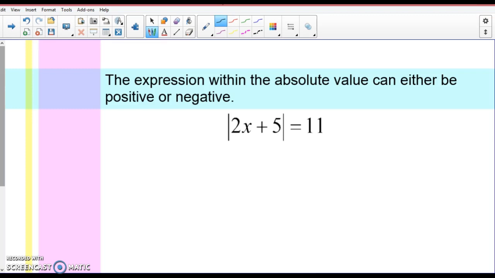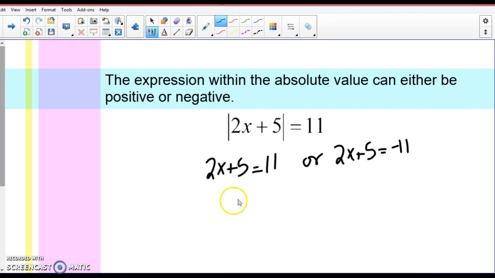Can't we say that 2x plus 5 can equal 11, or 2x plus 5 can equal negative 11? Because what's in here is either going to be 11 or negative 11. Does that make sense to you? Now, we need to solve. So, in this first one, I'm going to subtract 5. So 2x can be 6, divide by 2. X can be 3.